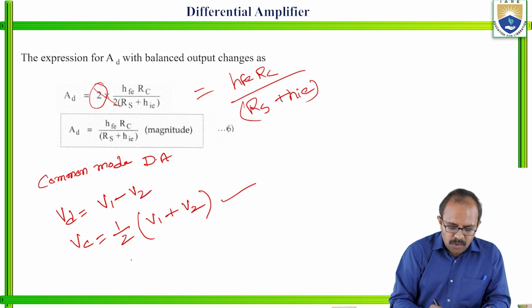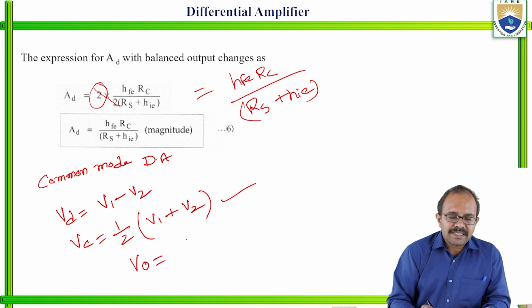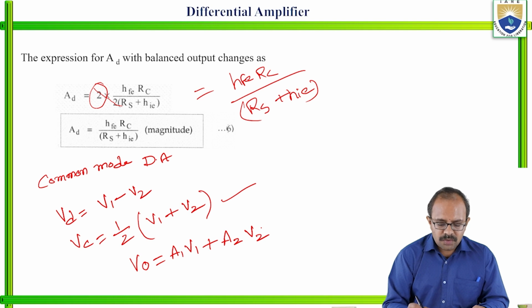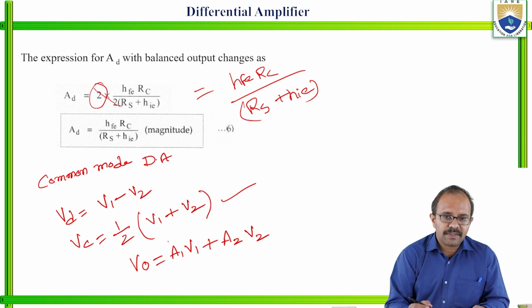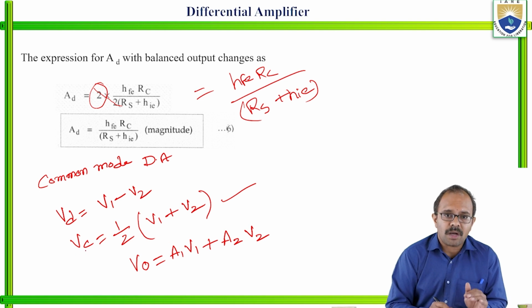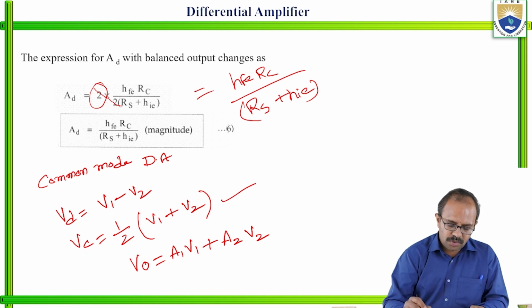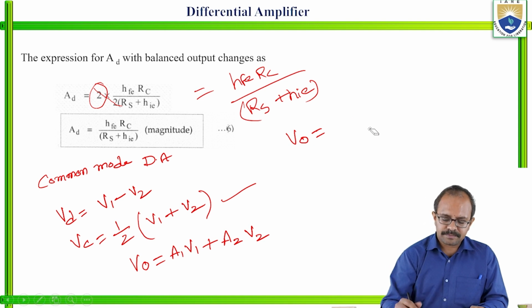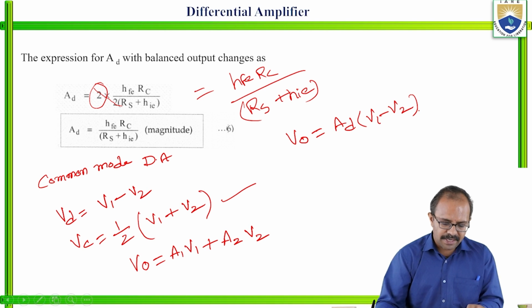And now, what is your output voltage? If you consider both the transistors, the output is going to be A1 into V1 plus A2 into V2. So this is the output voltage of the differential amplifier under common mode operation. We also know that V0 under differential mode is AD into V1 minus V2. So we need to remember these expressions. These are some standard expressions.